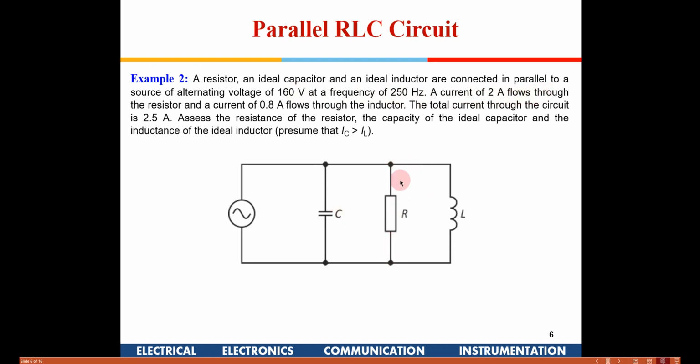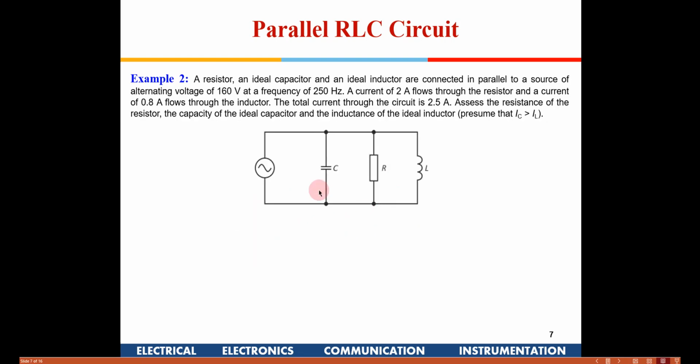Through this resistor 2 amperes flows, and a current of 0.8 amperes flows through the inductor. Through the inductor also the current is given, and the total current is given as 2.5. The total current here is going to be 2.5. We also have to presume that IC is greater than IL in this particular case. We have to make that assumption, and now find out the rest of the parameters of this circuit.